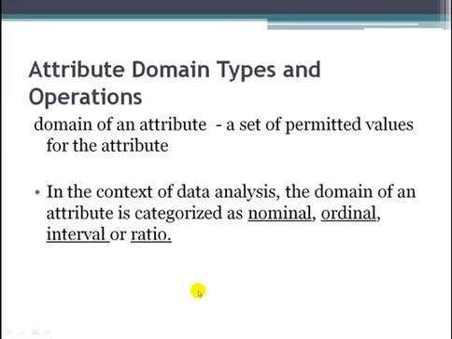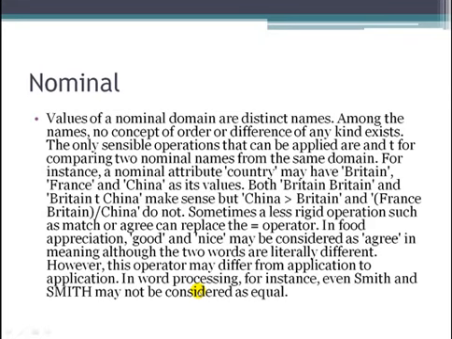In fact, in the context of data analysis, the domain of an attribute is characterized as nominal, ordinal, interval, or ratio. So if we talk about soda preference, that's nominal. If we talk about temperature, depending on which scale we use, it's going to be either interval or ratio. We'll see that in a minute. Nominal. Values of a nominal domain are distinct names. Among the names, no concept of order or difference of any kind exists.